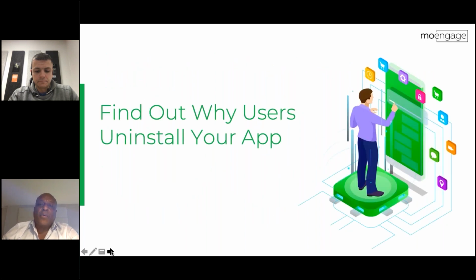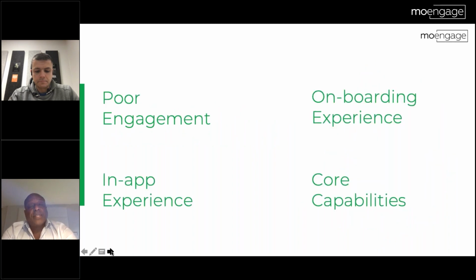So let's talk about what that looks like. Why do people uninstall your app? There's a whole range of reasons. Poor engagement can be one. Giving people the wrong information, giving them the wrong kind of experience when they first download is a classic reason why your day 1 to day 3 retention is so poor. Then it can be the onboarding experience, and I've got a couple of really good stories I can tell you about that.